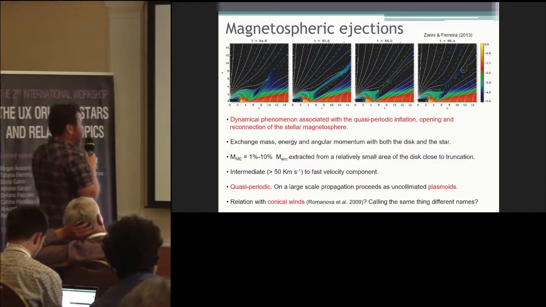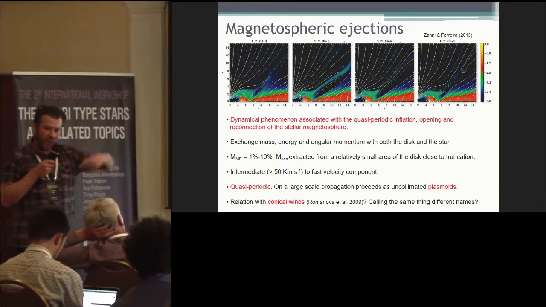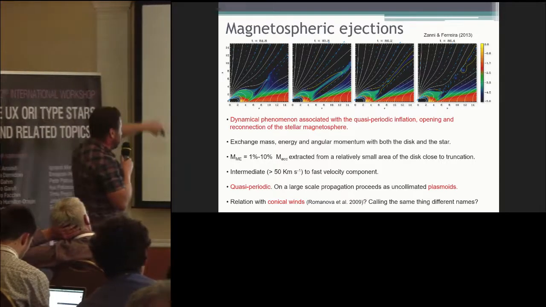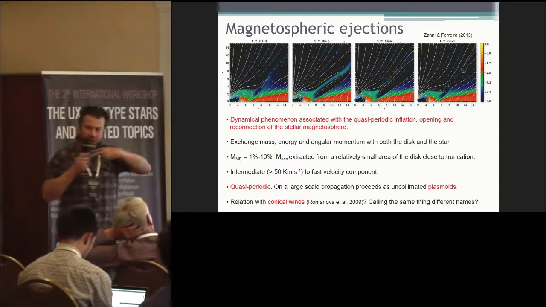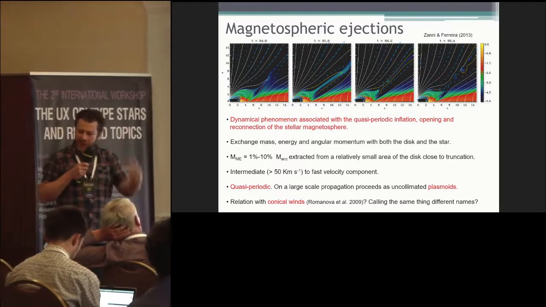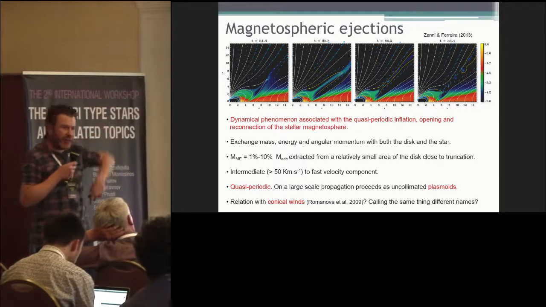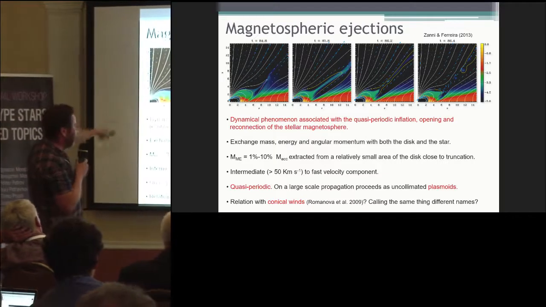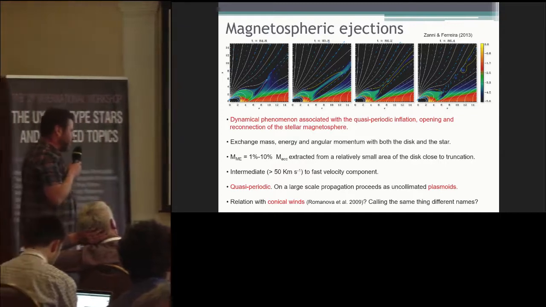The magnetospheric ejections, or conical winds, as you prefer, are a dynamical phenomenon associated with the quasi-periodic inflation, opening, and reconnection of the field lines still connecting the star with the disk. When a field line connects the star with the disk, due to differential rotation, a lot of toroidal field starts to develop. This provides an additional magnetic pressure component that opens up and launches these outflows at essentially mid latitude, at 45 degrees, let's say, something like that in the star-disk system.